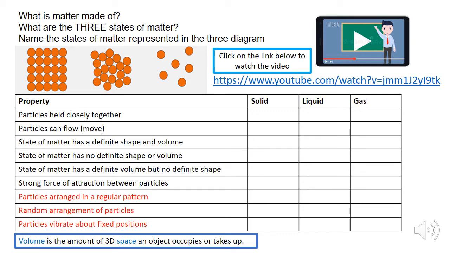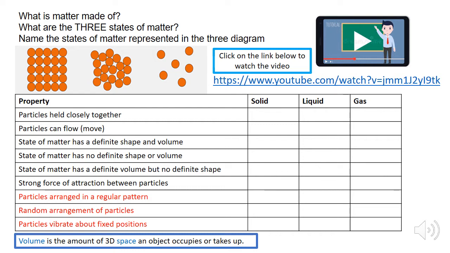Then it says state of matter has a definite volume but no definite shape. It has strong forces of attraction between the particles. When we're talking about the term attraction, we just mean that pull between the particles, that they're attracted to each other. Now, you'll notice there's also 3 rows that are in red.